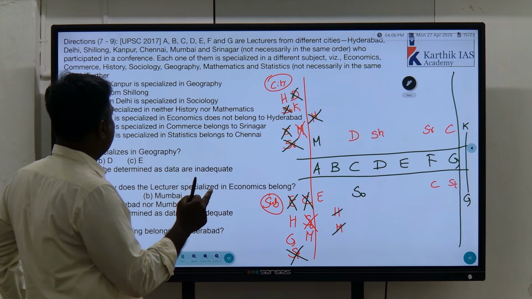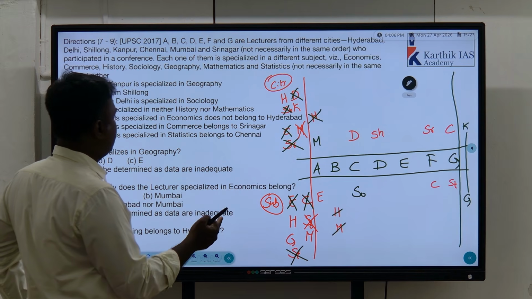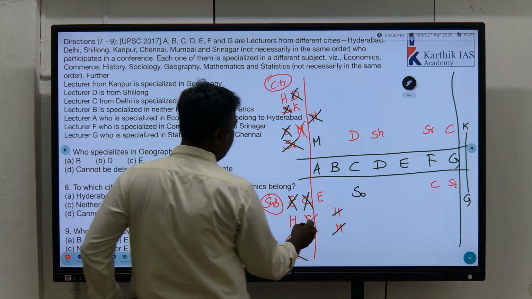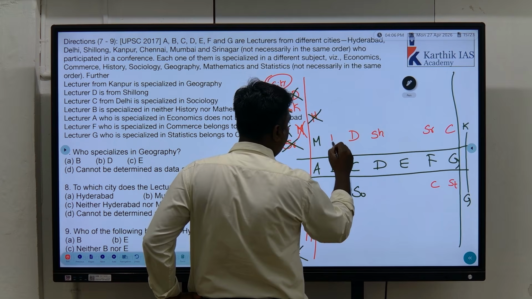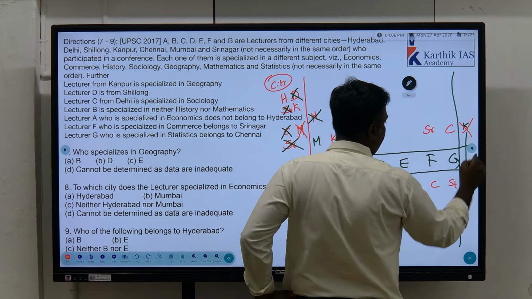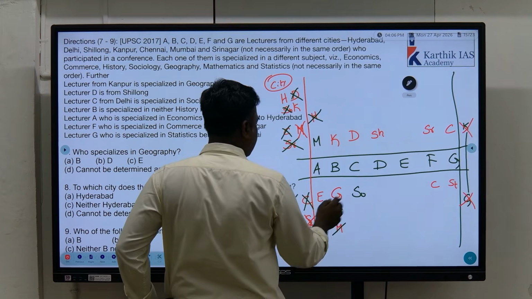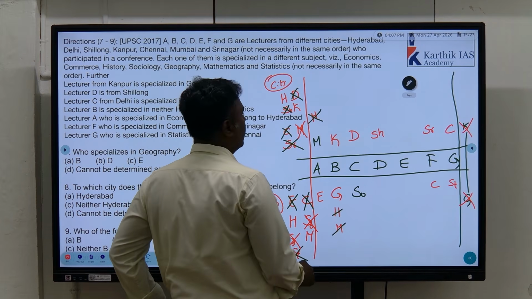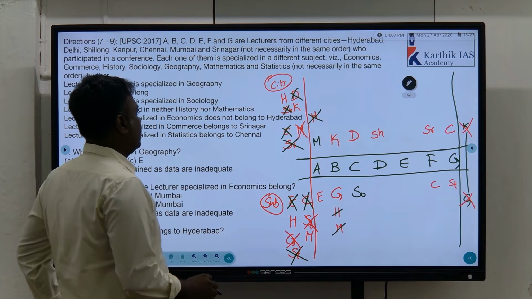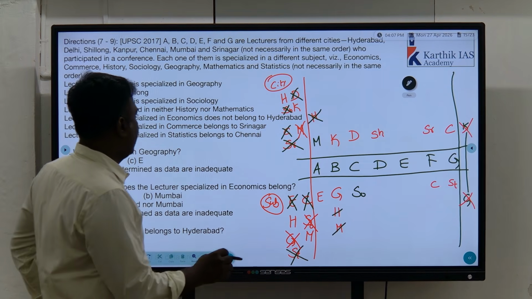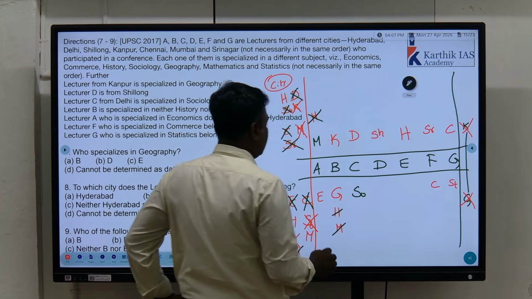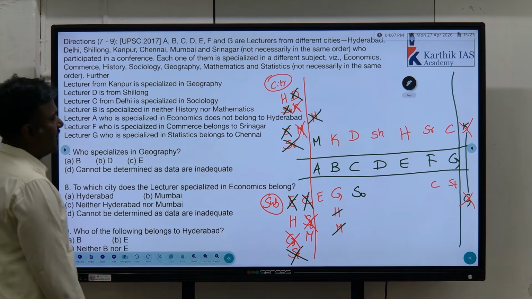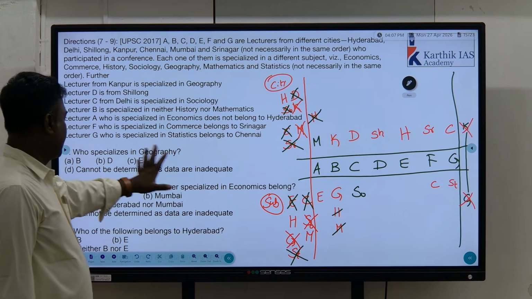B is specialized in neither history nor mathematics. Now history and mathematics not possible means geography only possible. You should not miss any point, Kanpur. So this point we have taken. So geography is taken. History and mathematics alone is there. H and K was there. K also used. So H alone, that also done. Only history and mathematics, that is unknown. That's fine. So till this we can cancel.